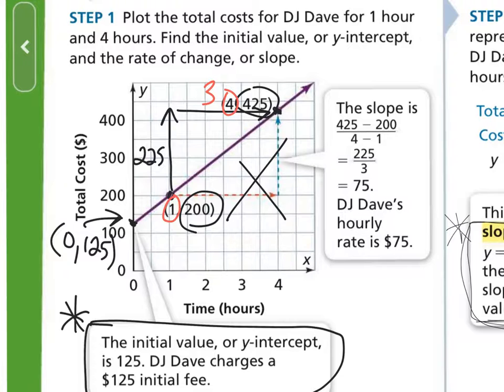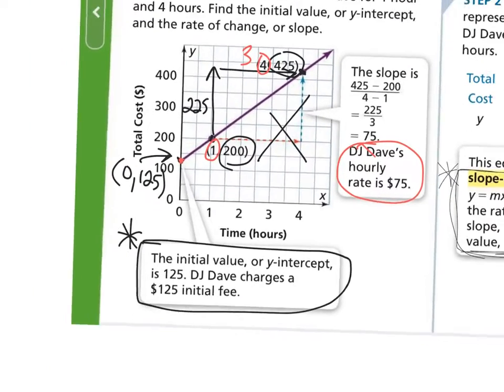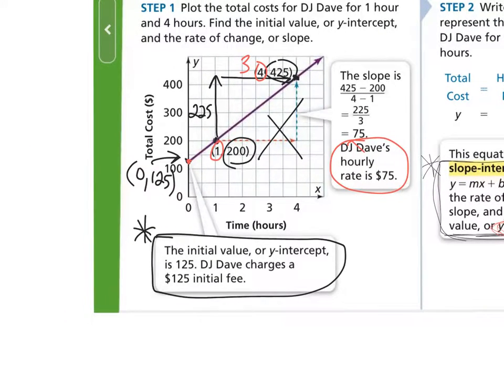So 225 over 3 would be our slope, and if you divide that out, you get 75, which tells us that the hourly rate is $75. And then graphing that, if you can graph it perfectly, you could maybe tell where this point is at. That's kind of a bad thing about trying to do it this way: if your graph's not exactly perfectly straight, we're not going to be able to tell that that's the point (0, 125).